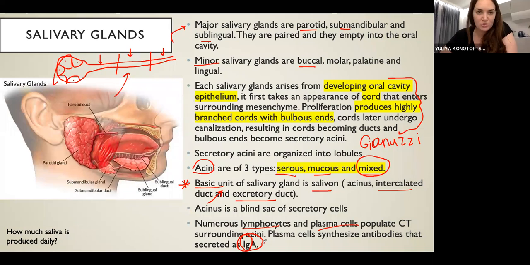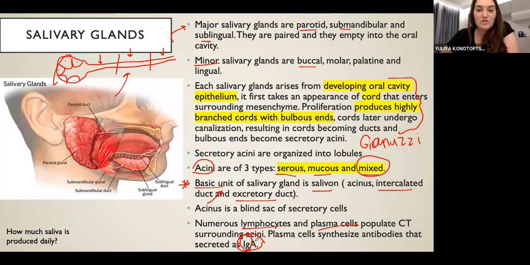Saliva is your secretion. Tears are your secretion. Sweat is your secretion. Milk is your secretion. Vaginal fluid is your secretion. Semen is your secretion. In anything that comes out of your body, you will find that there is going to be IgA. Okay, so IgA will be present there.